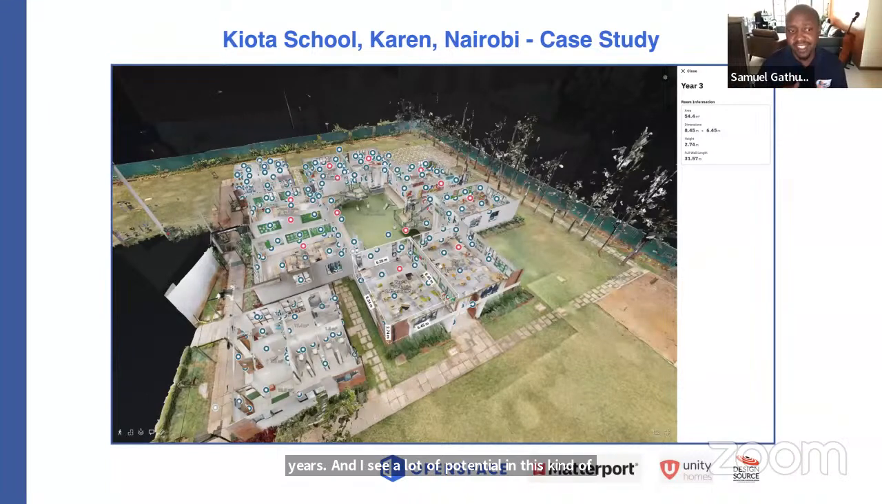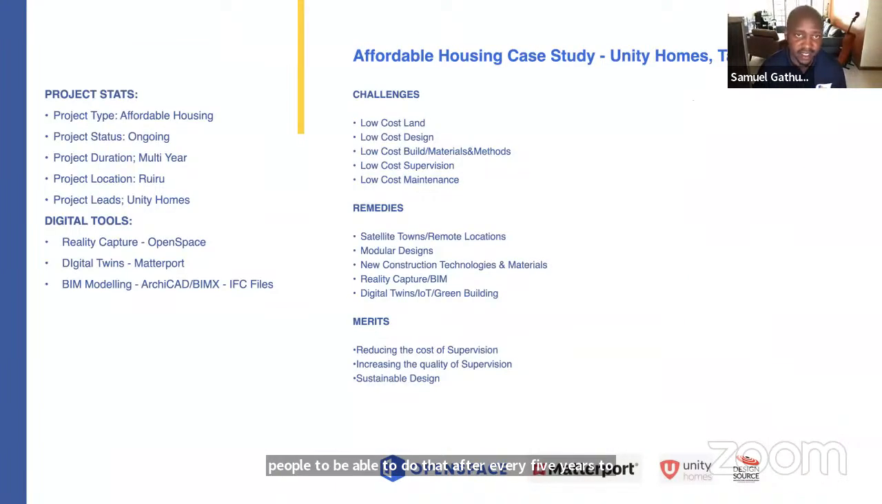Whatever has been built and the use case, say for 5 years, changes over time. And one of the quickest ways to do the assessment is by having a digital twin. So a digital twin, as mentioned, for insurance purposes, for maintenance, for operations, and now it's going to be statutory. It's going to be a statutory obligation for people to be able to do that after every 5 years to avoid catastrophes that were there.